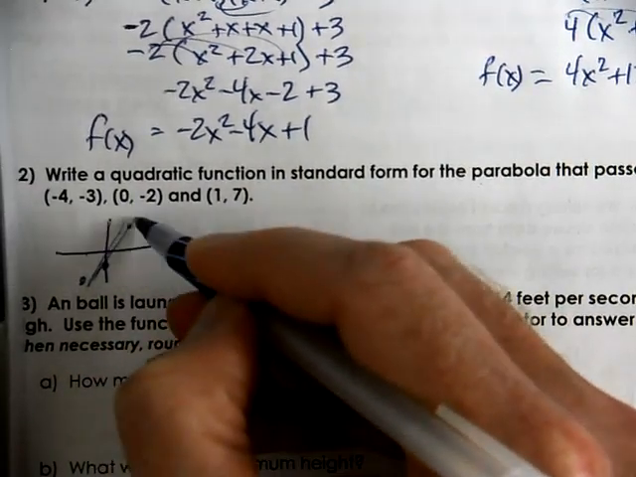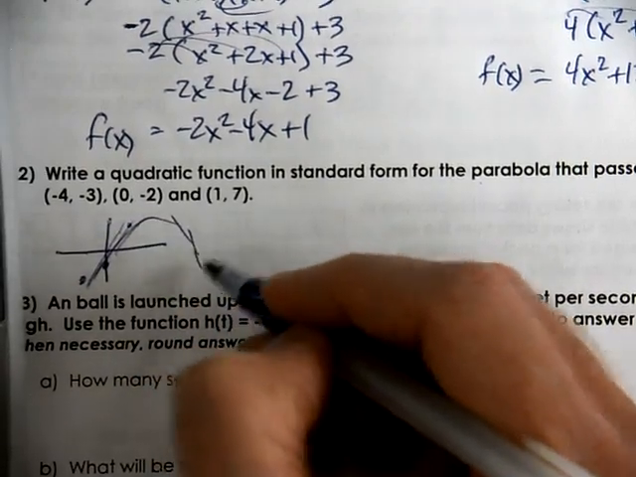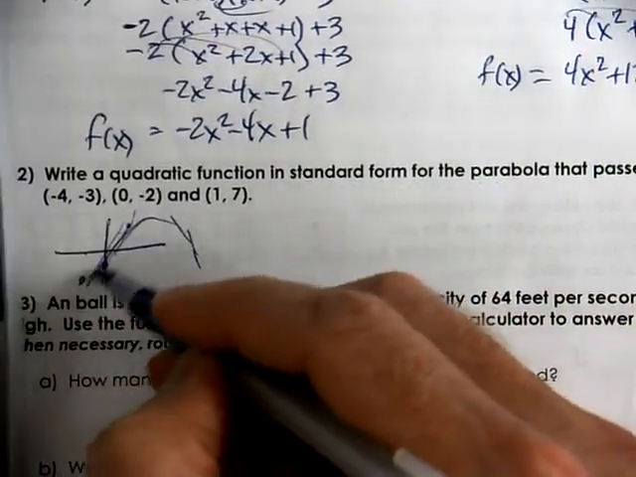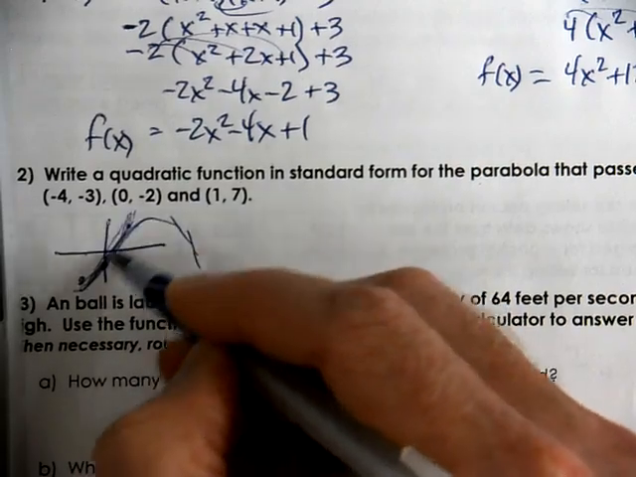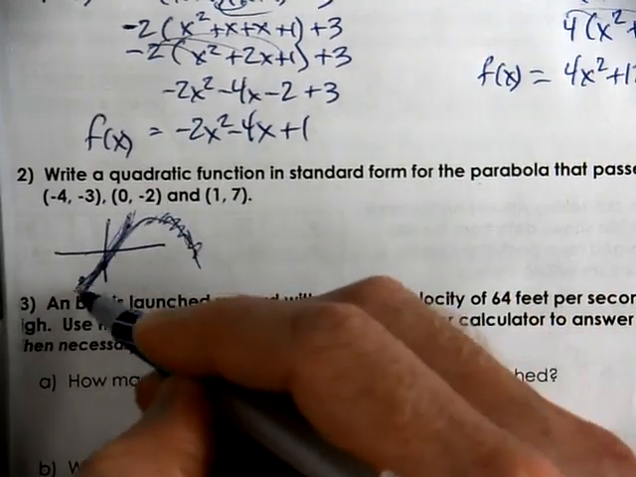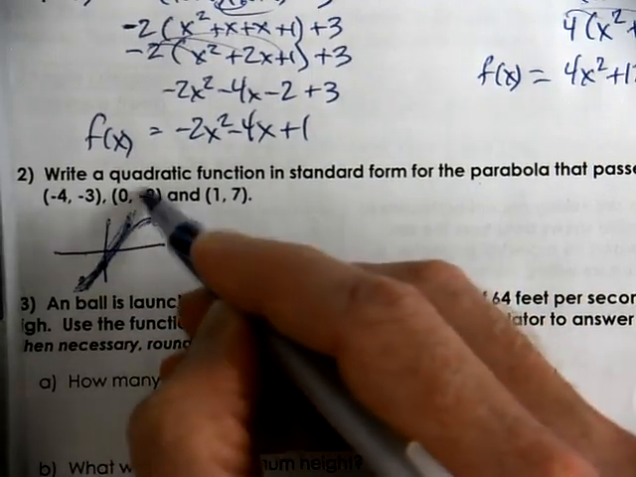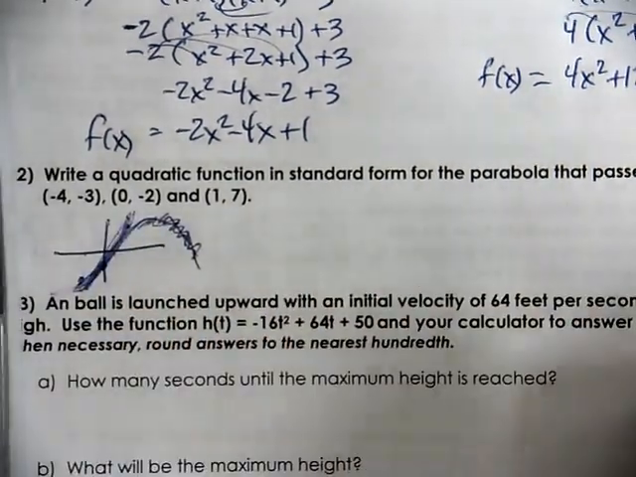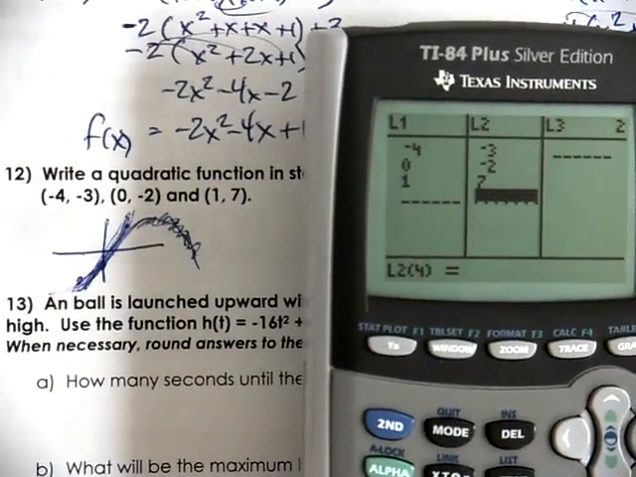These points are going to make some sort of parabola. It's looking like it could possibly go this way. It may not go that way. Okay, I'm betting it swings this way. But let's find out. We don't know just by the points.